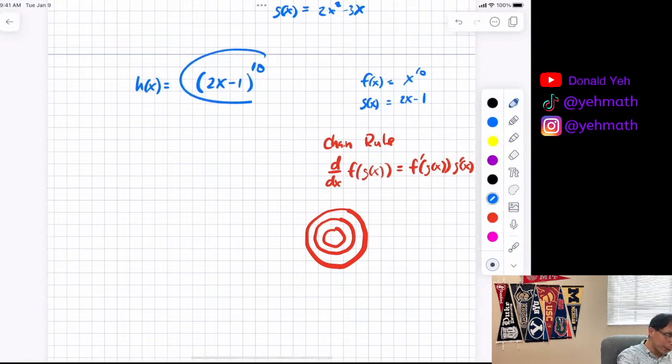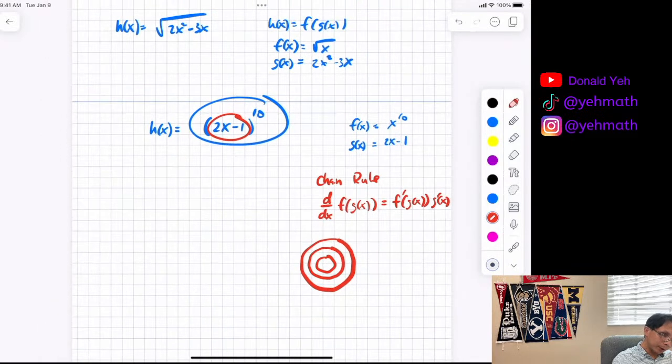The first layer is right here, which is x to the 10. The second layer is there, 2x minus 1. Am I going too fast? So remember, this is going to be taken derivative. If you look at this, it's f prime of g of x. So that means h prime of x.